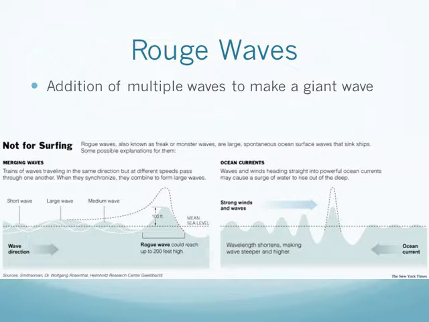So these are very dangerous, and a lot of cruise liners and large ships have actually been sunk by these rogue waves. And typically they only occur in certain areas around the world. So just be careful.